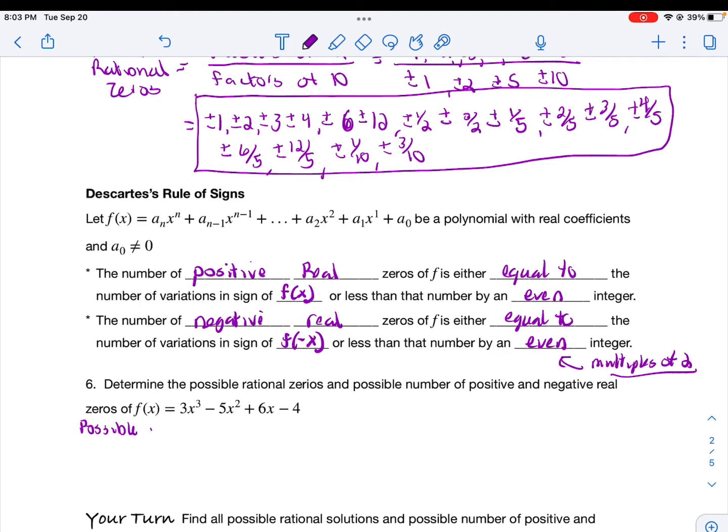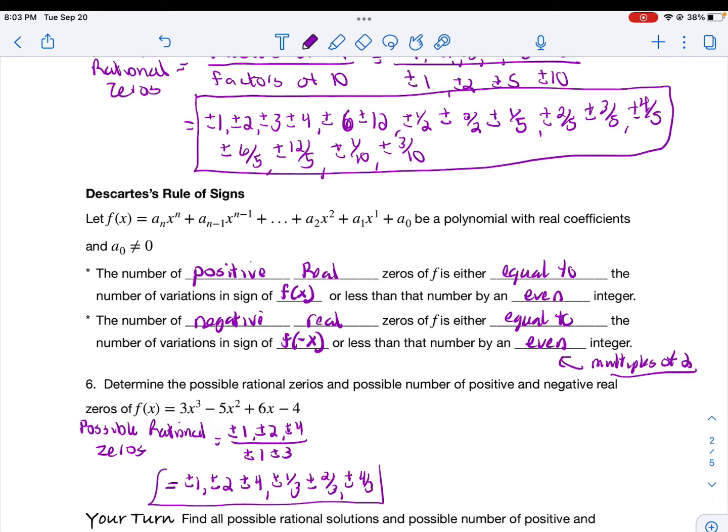So here's our function f of x is equal to 3x cubed minus 5x squared plus 6x minus 4. So I'm going to find my possible rational zeros. And so I got plus or minus 1, plus or minus 2, plus or minus 4, and then plus or minus 1, plus or minus 3 as my factors of the leading coefficient. So breaking that up, I've now narrowed it down. All right, so let's see if I can narrow it down any more.